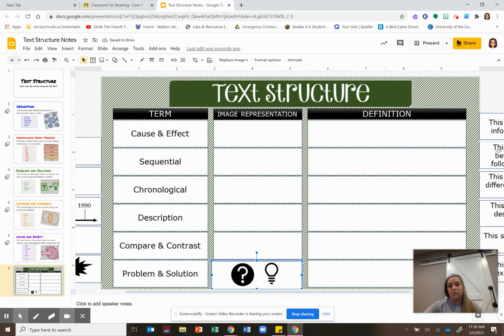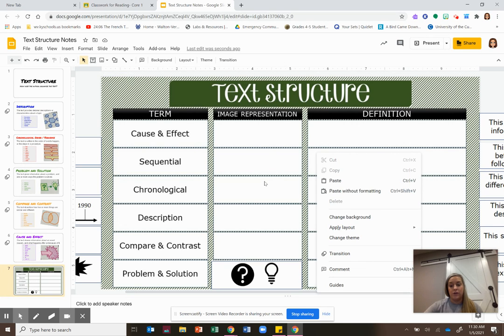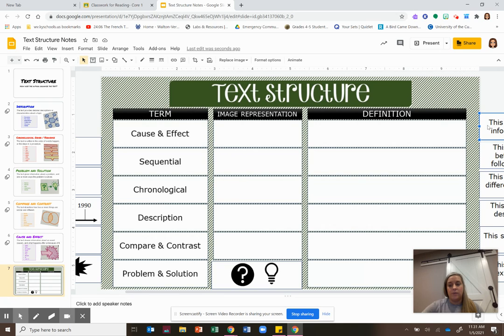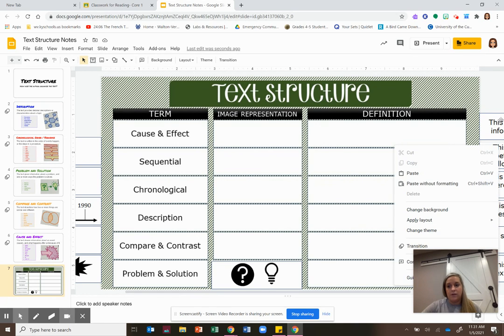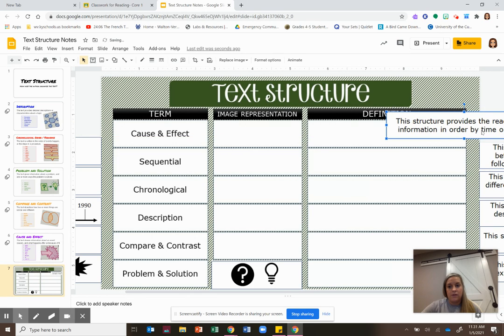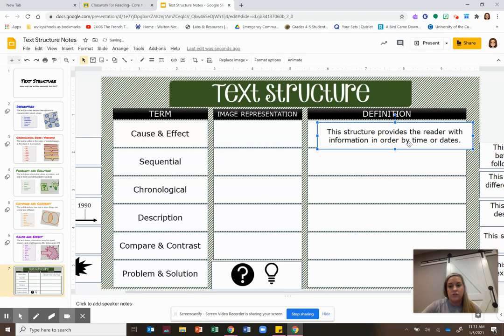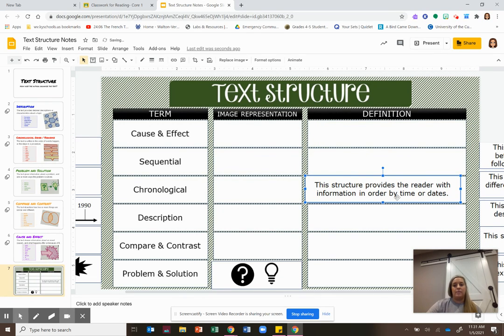And then I would come over here, grab a definition. I would recommend doing all of your pictures first and then coming over here and doing all the definitions. But once you've done all your pictures, you're going to grab a definition, slide it over. This structure provides the reader with information orders by times or dates. So remember, times, dates, timeline, that would be chronological because that is like a timeline.